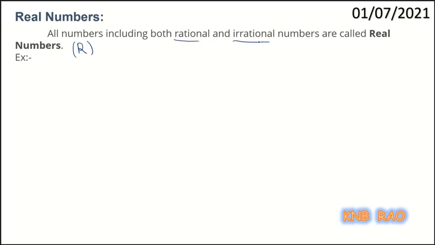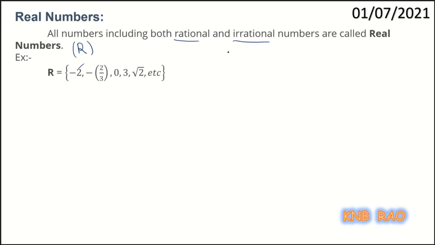Now, example for real numbers. Here I have taken -2, it is an integer, in fact it is a part of rational number, so it is again a real number. -2/3, which is a pure rational number. 0, a whole number which is part of a rational number. 3, natural number which is part of rational number. √2, which is an irrational number.